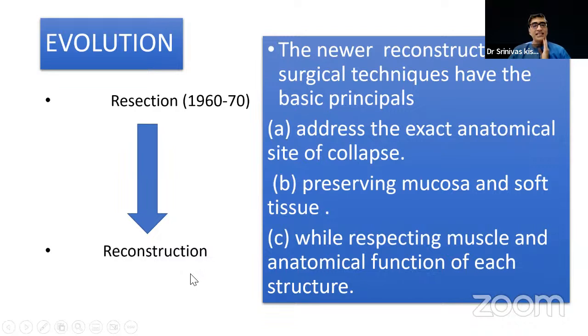So from the 1960s to where we are today, in the era of robotic surgery and the era of upper airway stimulation, there is still a role for palatal surgery, but we don't call these resection surgeries. We call them reconstruction surgeries. So what are these newer principles? The principles of reconstructive surgery are, you are addressing the exact anatomical site of collapse. You are trying to preserve the mucosa and the soft tissue. You respect the muscle and the anatomical function that it does. All these three points were completely absent in the earlier UPPP techniques.